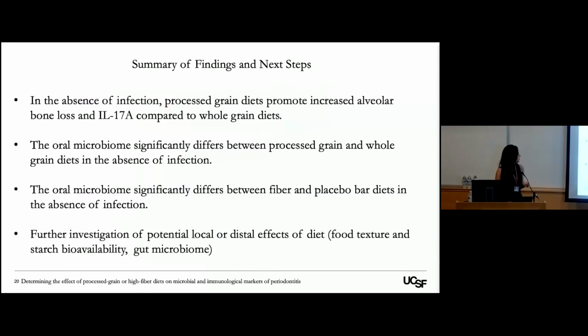So overall, we see that processed grain diets promote increased alveolar bone loss and IL-17A compared to whole grain diets. We also saw that the oral microbiome differed significantly between whole grain and processed grain diets, as well as fiber and placebo diets in the absence of infection.